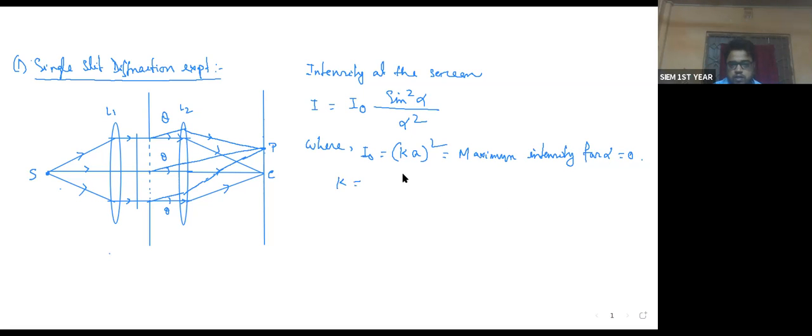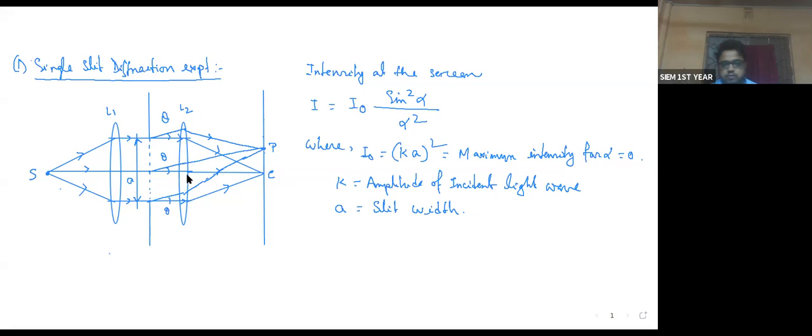What is then K? K is the amplitude of the incident light wave. Small a is the slit width. What is small a? It is the slit width. Slit width means from this position to that position. That width is a. Fine.